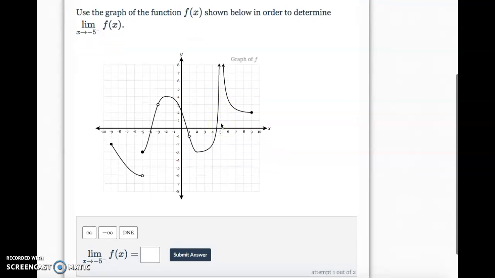All right. So this one, use a graph of the function f of x shown below in order to determine the limit of f of x as x approaches negative 5 from the left-hand side. So as I get closer to negative 5 from the left-hand side, what does my y value look like it's going to be? It looks like it's going to be negative 6. I've had a lot of those in this video.